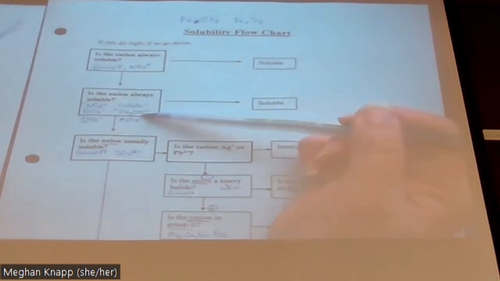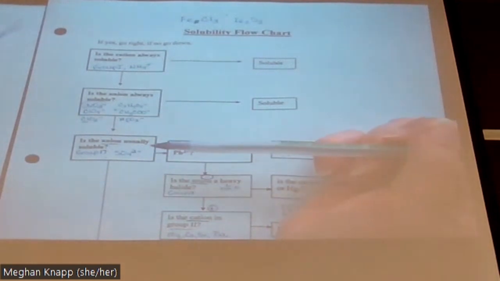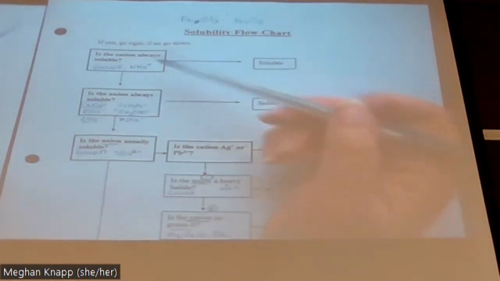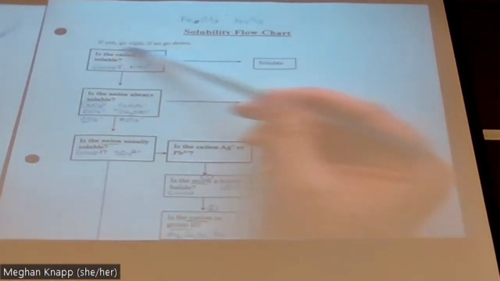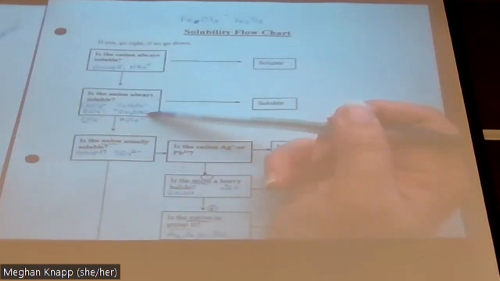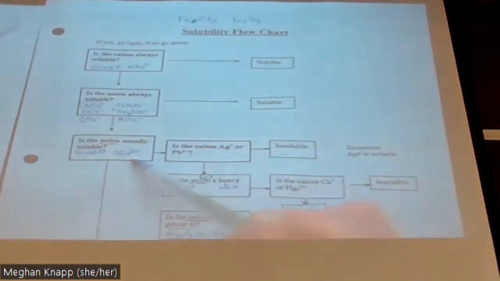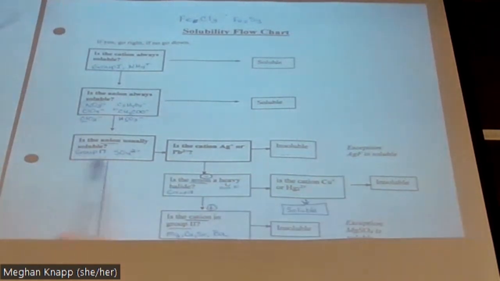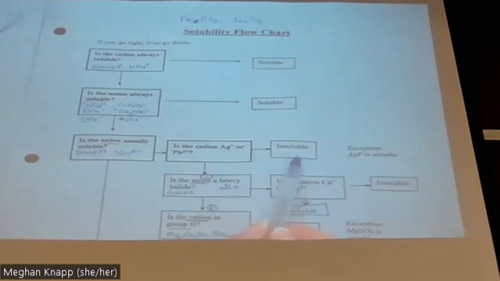Okay, then we ended up with HNO3, so that was an acid, and we ended up with AgCl. So if I go down here, my cation is not always soluble. Cl, does that fit into this category? Not always soluble. What about the anion? Cl. Is it usually soluble? Yeah, because it's in group 17. Okay, so I'm going to go to the right for yes. And then I'm going to ask myself, is the cation Ag plus or Pb2 plus? Yeah, Ag is my silver. So that tells me it is insoluble.